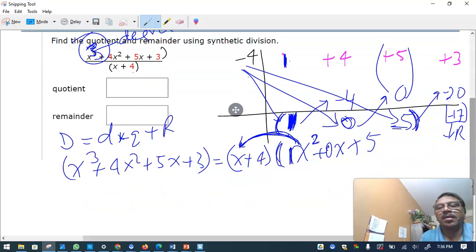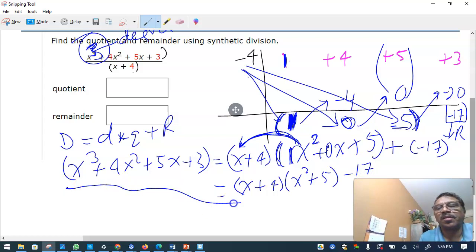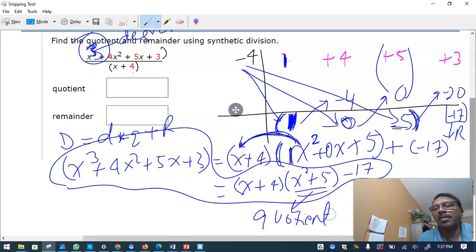And that can be written as x plus 4, oh, I think I forgot. So this is the quotient. And then again, the remainder is -17. So finally, the final answer is x plus 4 times x squared plus 5, and then -17, and then you're done. So that's all you're supposed to write in the Euclidean form. That's the question. The question is, what is the quotient? And I hope I make sense.